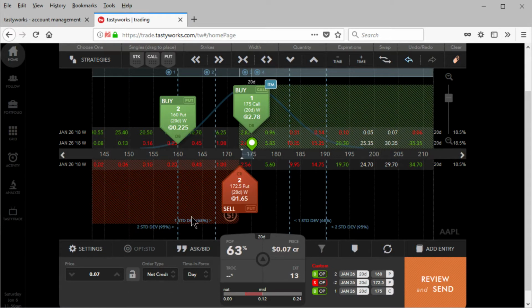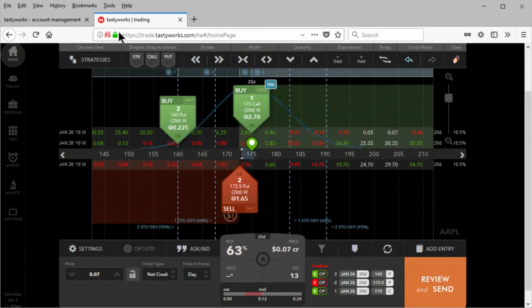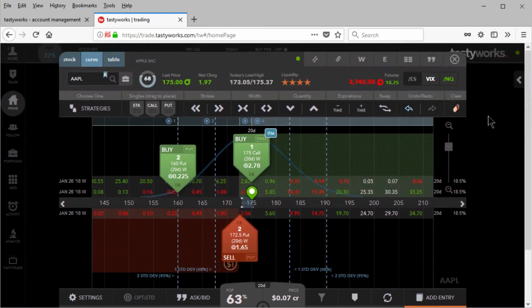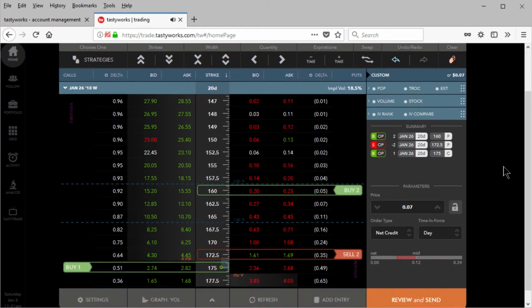And here it is. I'm using the Tastyworks web platform to illustrate this. Let me take this down here, and start off by looking at Apple. Let me scroll back up. Here's Apple, and I'm using the table version first to illustrate and let you know what I'm doing here.